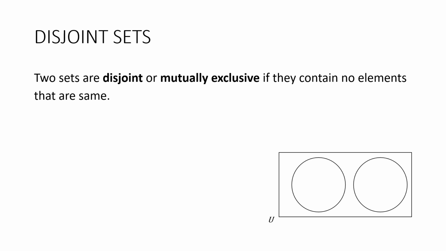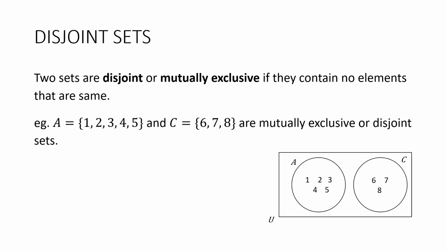Now we mentioned disjoint sets earlier. 2 sets are disjoint or mutually exclusive if they contain no elements that are the same, and the circles will not overlap. So for example, if we've got set A, which is elements 1, 2, 3, 4, and 5, and set C, which has elements 6, 7, and 8, they are mutually exclusive or disjoint because there are no elements that are the same. In this case, the union, A union C, is going to be all of the elements and we don't need to worry about duplicates. And the intersection is the null set.